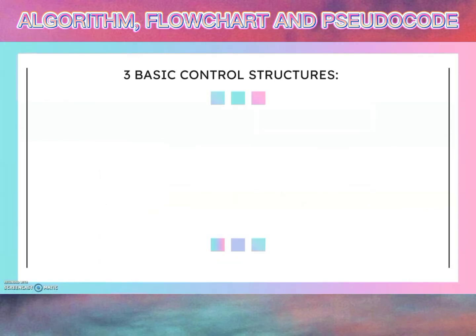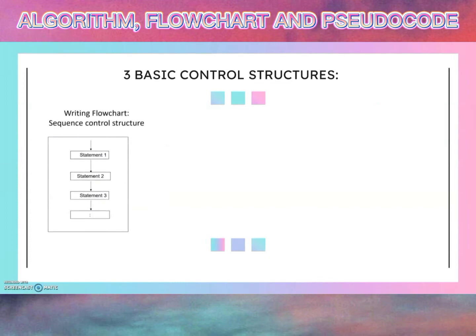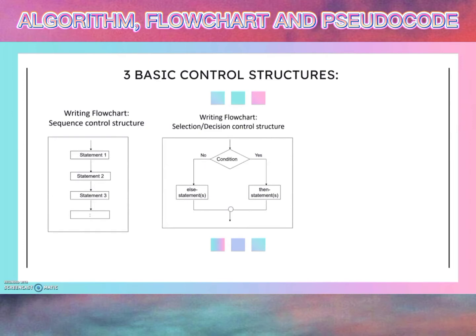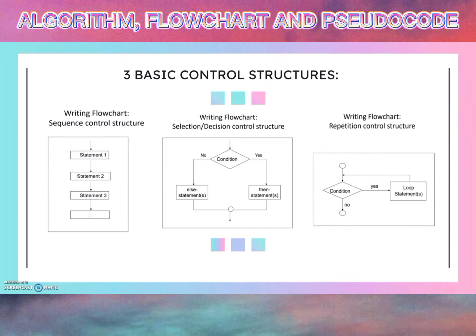There are three basic control structures. First, sequence. Next, selection or decision. And lastly is repetition, or we call it loop. So this is a writing flowchart for control structure.